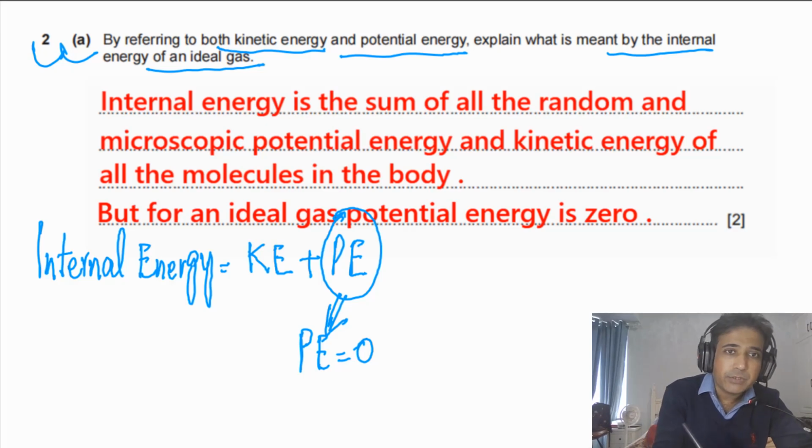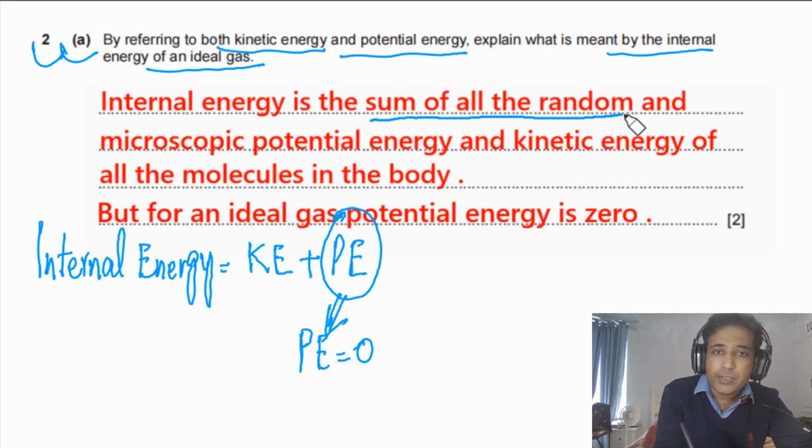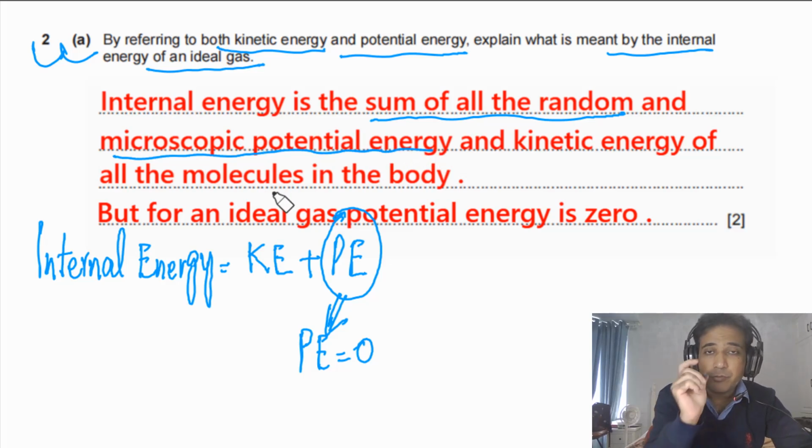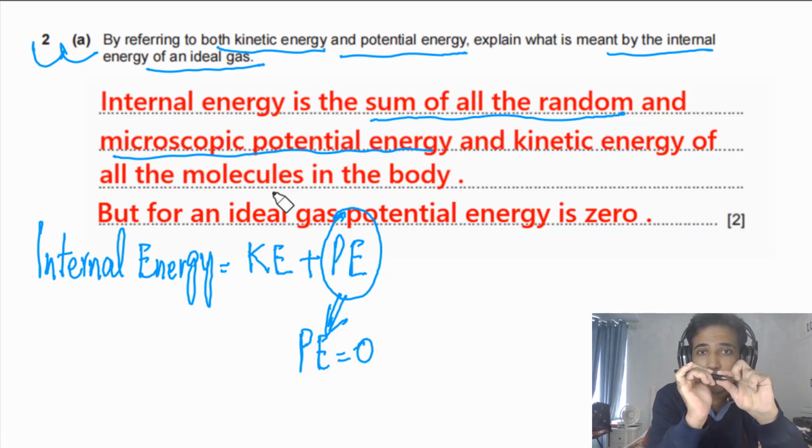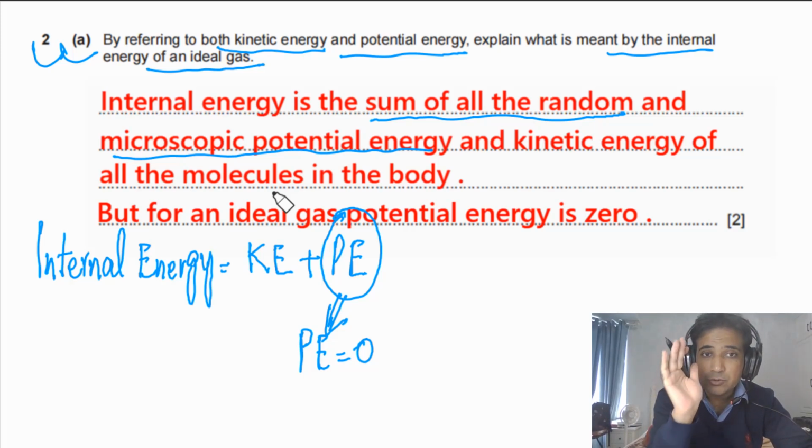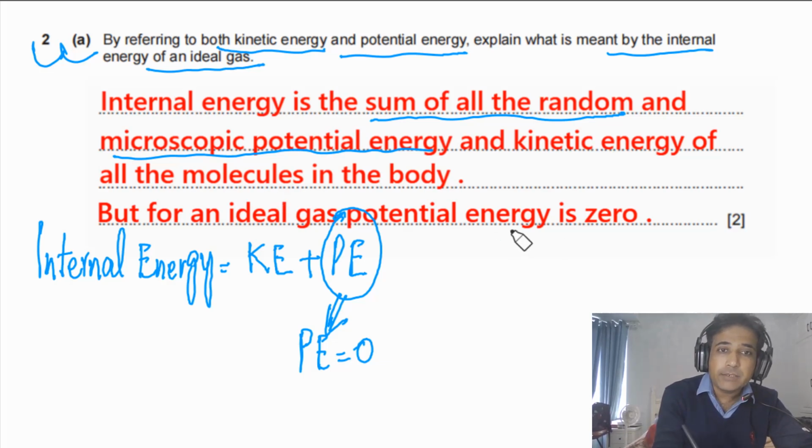First of all, we have mentioned it is the sum of all the random and microscopic potential energy and kinetic energy. If this object is moving, it has two kinds of kinetic energy. One is the external kinetic energy, meaning the whole system is moving, the whole pen is moving, that is the external. And one is the internal; due to internal kinetic energy it has temperature. So these are two different kinetic energies. So we have to talk about random and microscopic kinetic energy. Microscopic is a very important one. For an ideal gas, potential energy is 0. This point you also need to mention.